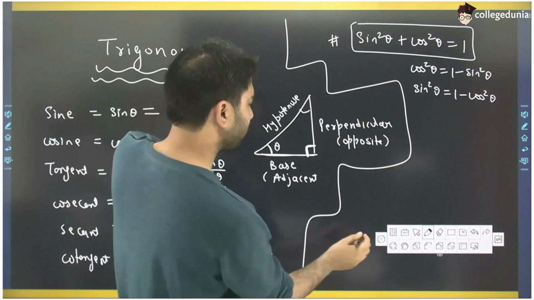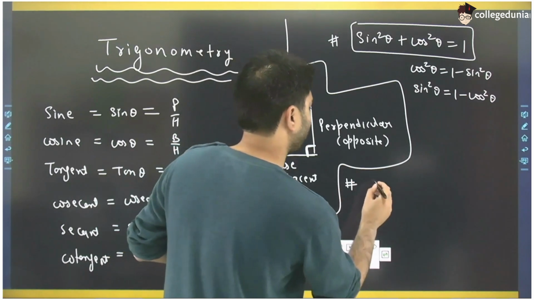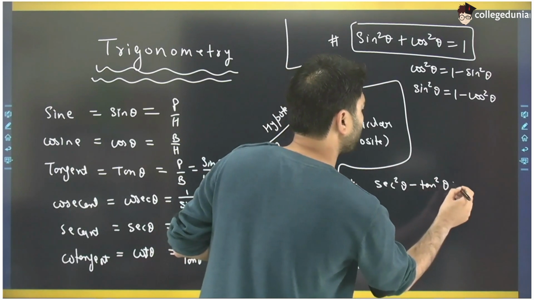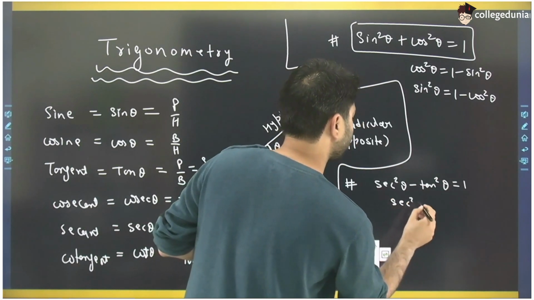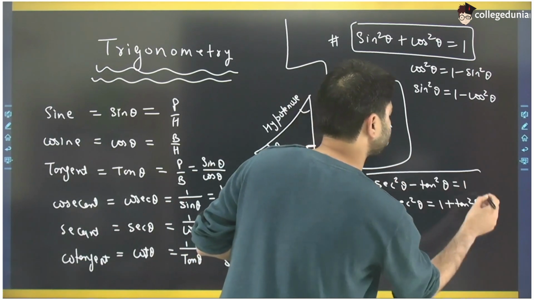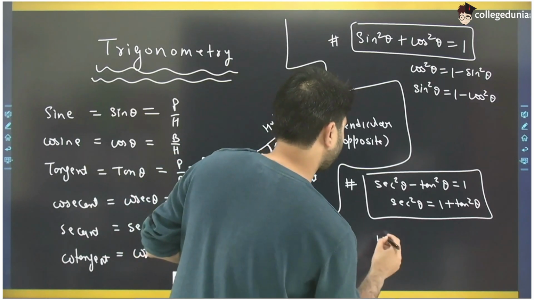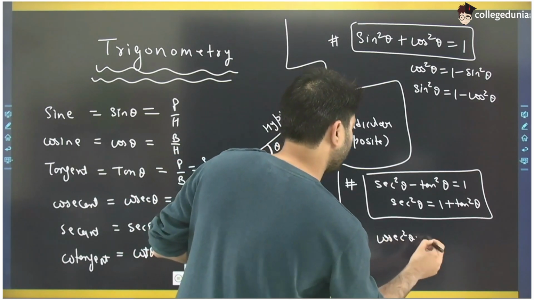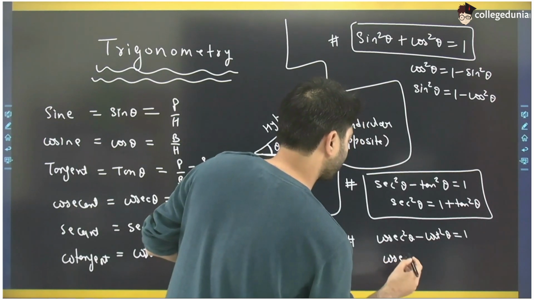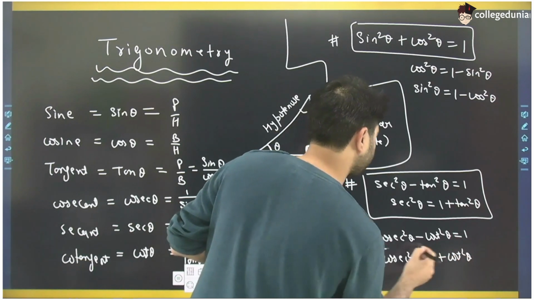Apart from this, we know there were two more formulas. One was sec square theta minus tan square theta equal to 1, which can be written as sec square theta equal to 1 plus tan square theta. And the third formula was cosec square theta minus cot square theta equal to 1, which can be written as cosec square theta equal to 1 plus cot square theta.